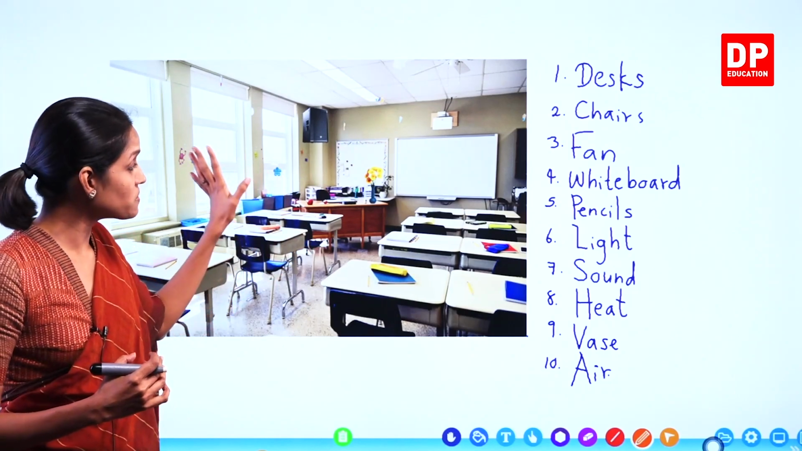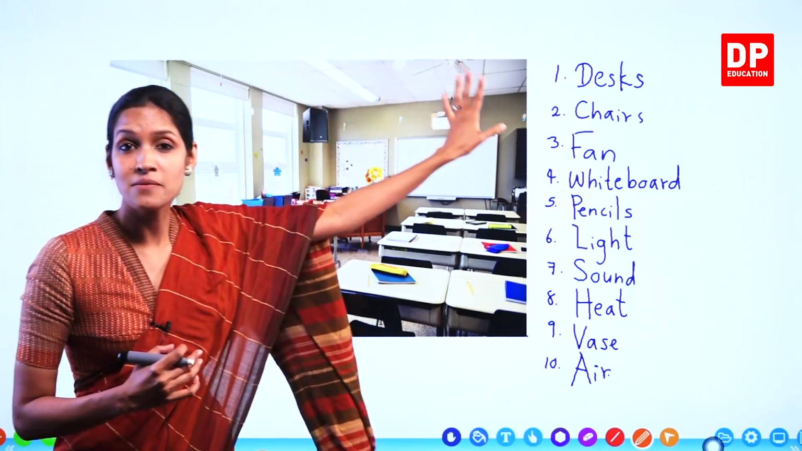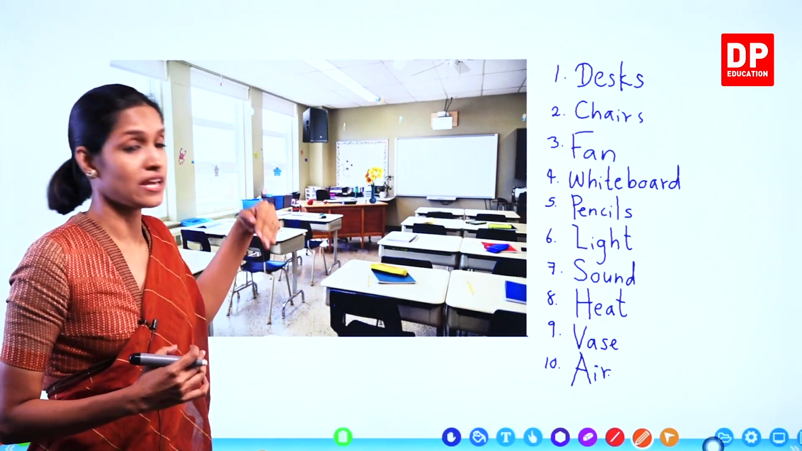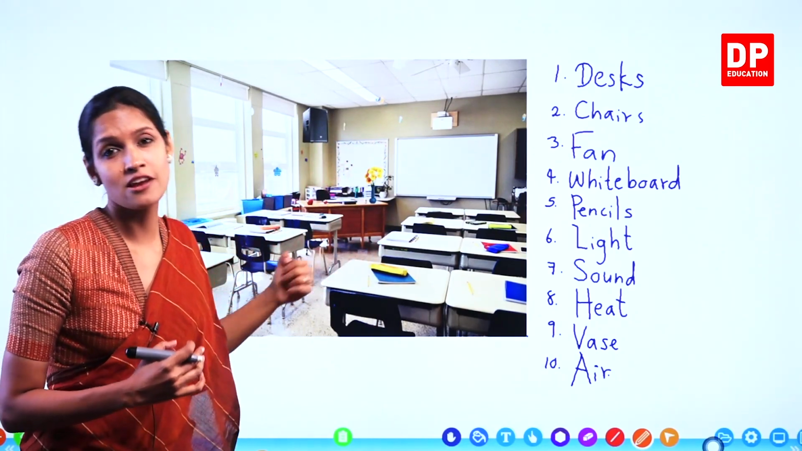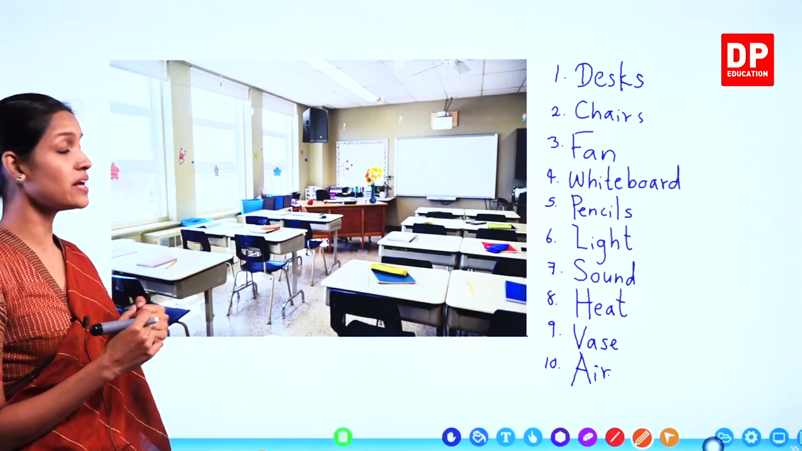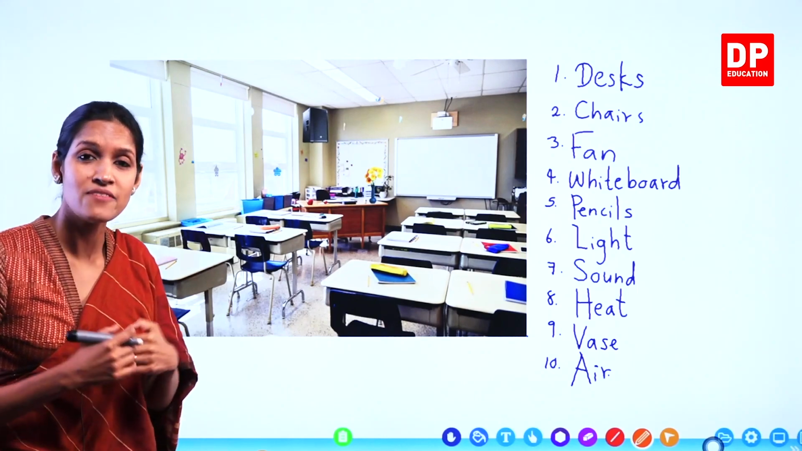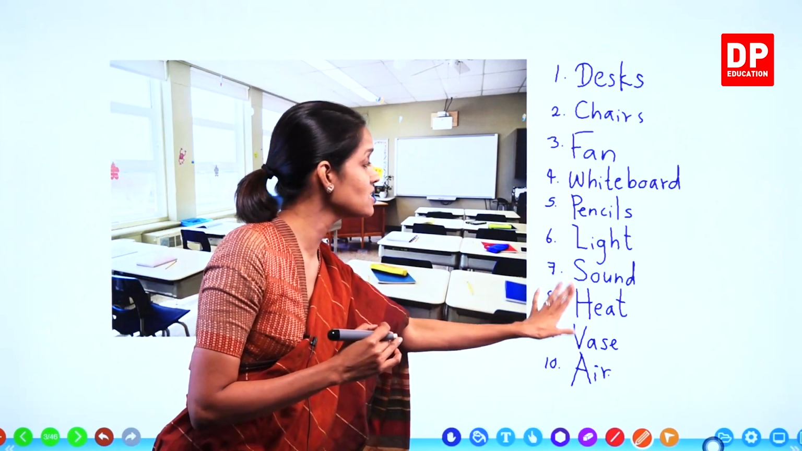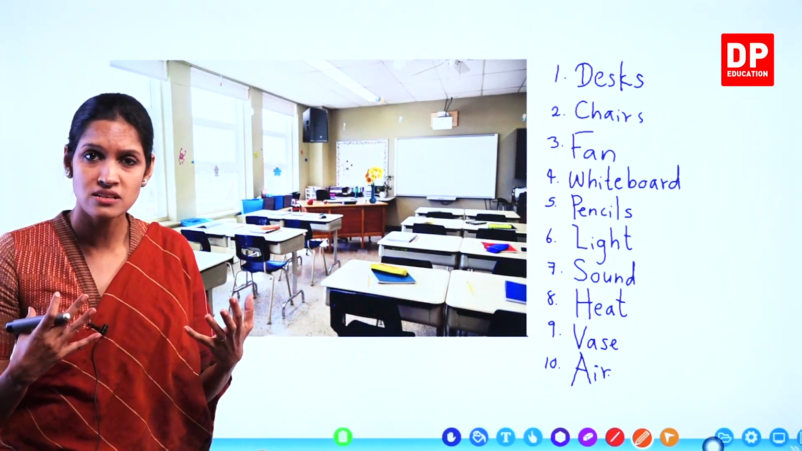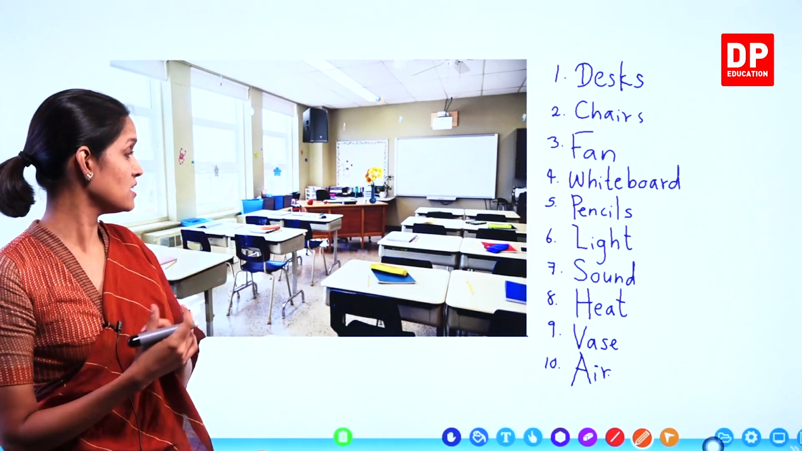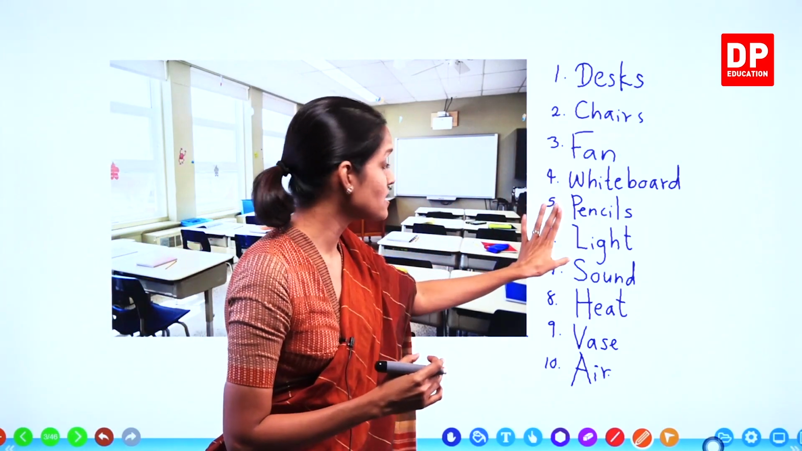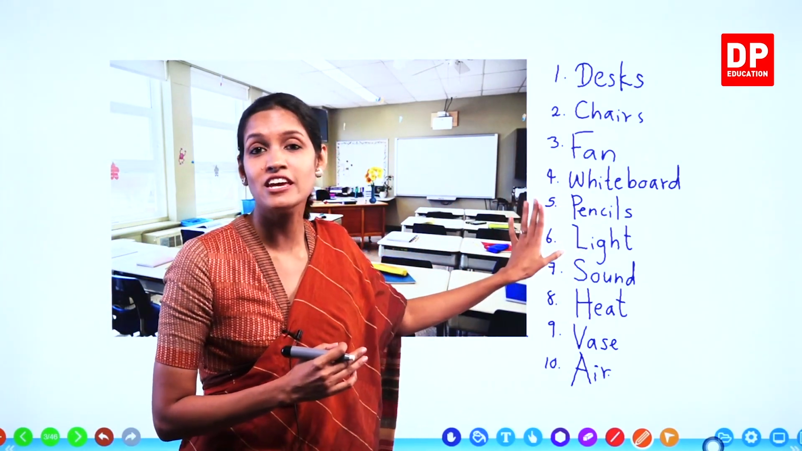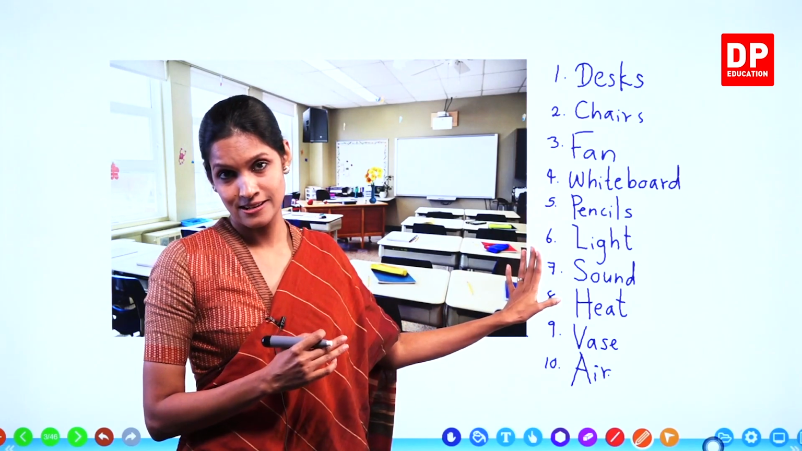Understand? So it's very clear there are some things which occupy, which need space in the environment. And there are some other things in the environment that don't need space. Look at heat. Heat doesn't need space, right? So light, sound, heat, they don't need space, children.